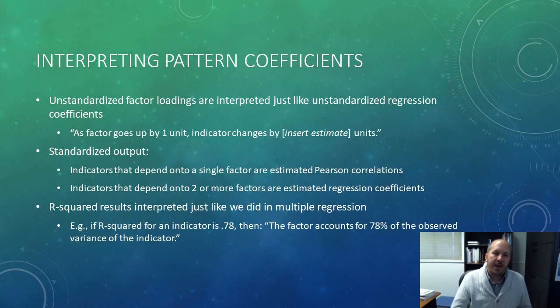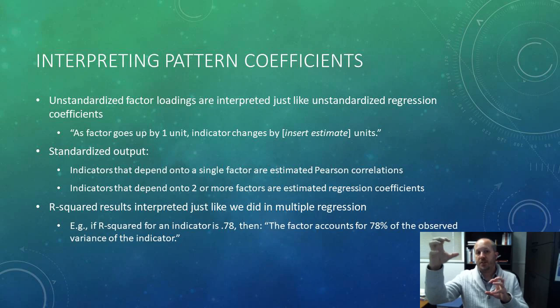When you're interpreting the pattern of coefficients, in other words, your output for your indicators, unstandardized factor loadings are interpreted just like any unstandardized regression. Keep in mind that the factor is our exogenous and the indicator is our endogenous. So the factor is our IV, the indicators are our DV. So we would say as the factor goes up by 1 unit, the indicator changes by the value of the estimate, in units.